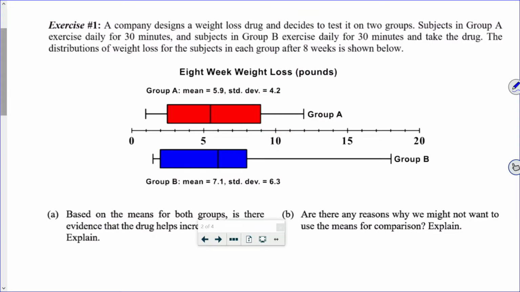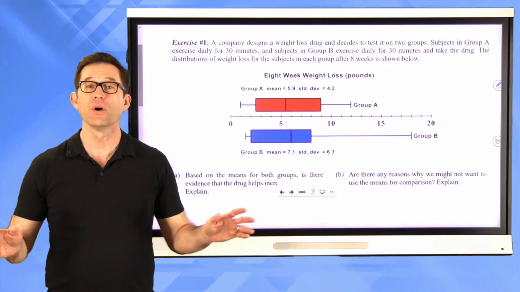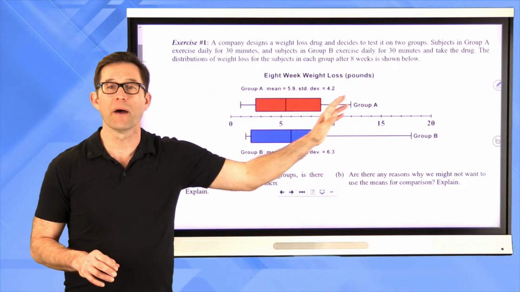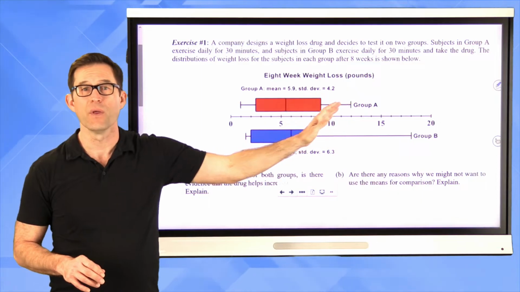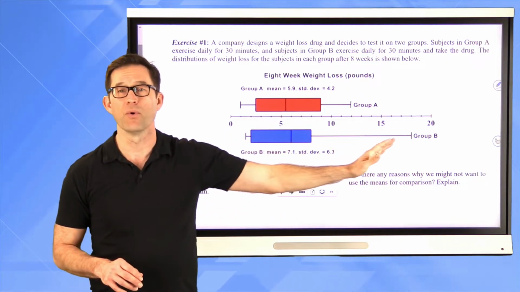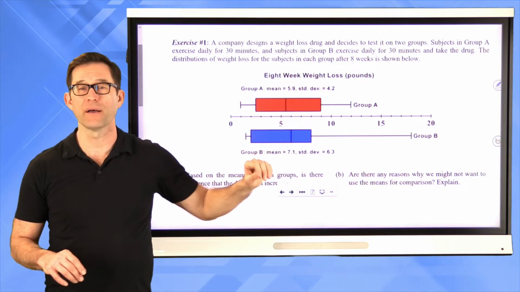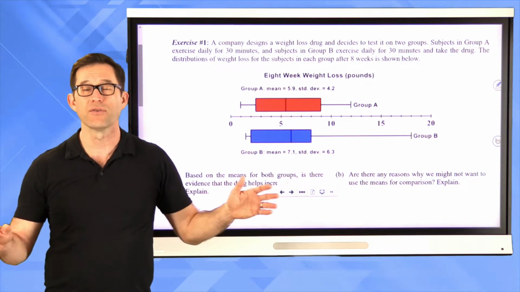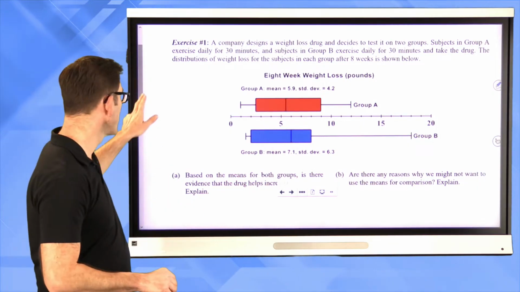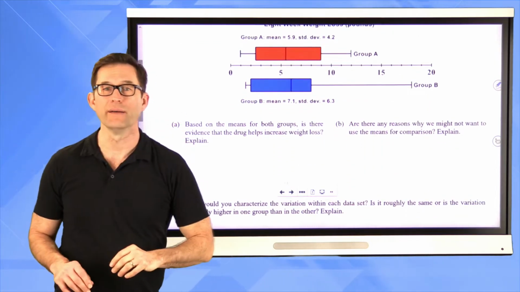A company designs a weight loss drug and decides to test it on two groups. Subjects in Group A exercise daily for 30 minutes and subjects in Group B exercise daily for 30 minutes and take the drug. The distributions of weight loss for the subjects in each group after 8 weeks is shown. Just keep in mind, for Group A, we're talking about those who exercised daily for 30 minutes. For Group B, we're talking about the people who exercised daily for 30 minutes and took this weight loss drug. These two box plots show us how their weight loss was distributed in terms of pounds after 8 weeks. So let's take a look at letter A.